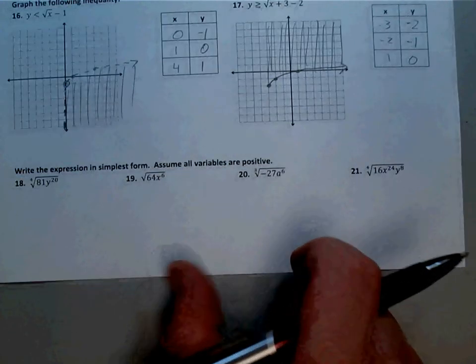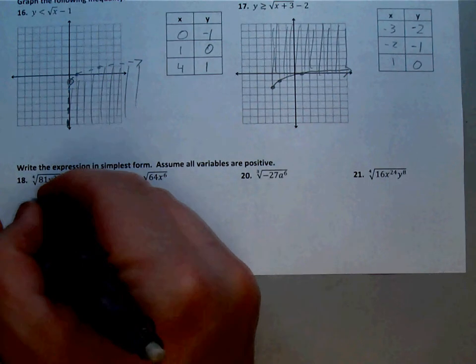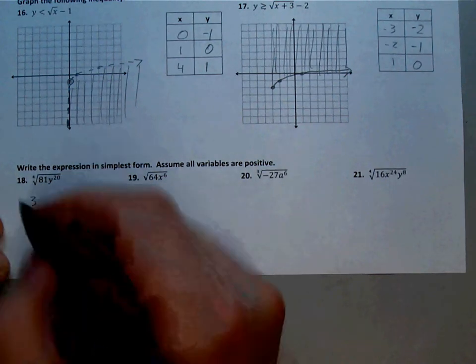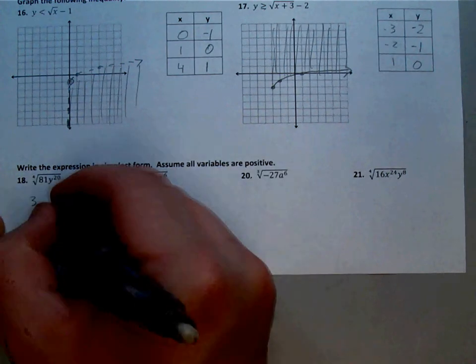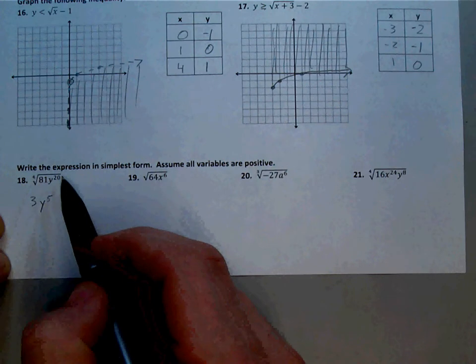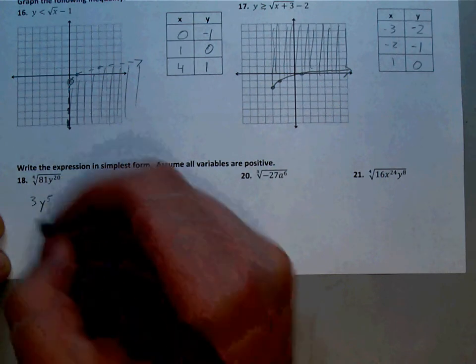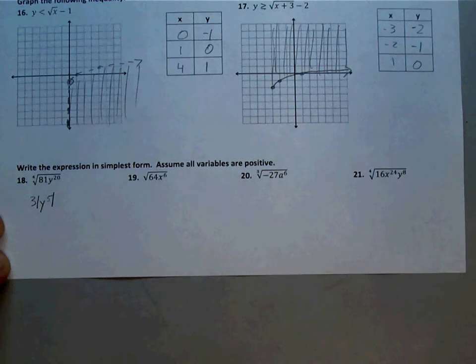Number 18. Now we get into section 6-4. 4th root of 81, that's 3. 4th root of y to the 20th. 4 goes into 20 5 times, so I get y to the 5th. Now be careful here, that was an even root, an even power. Our result was an odd power, so I need to do absolute value around the y to the 5th. So 3 times absolute value of y to the 5th.